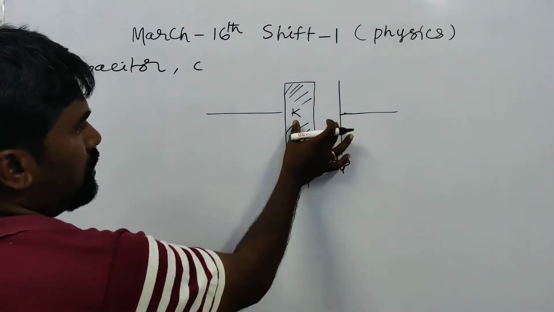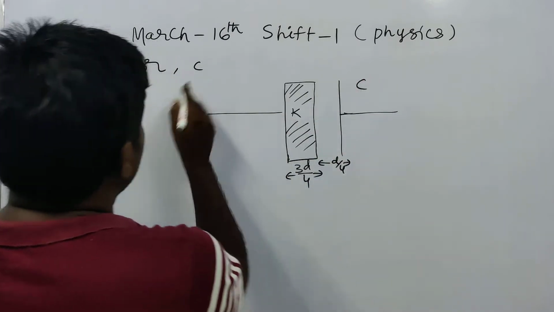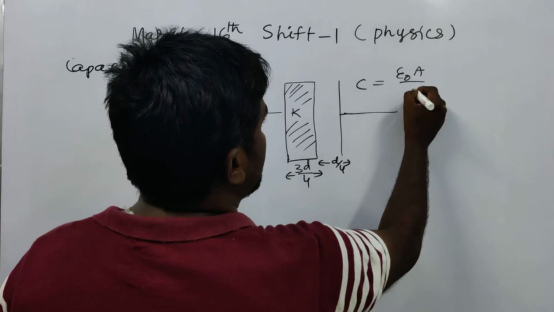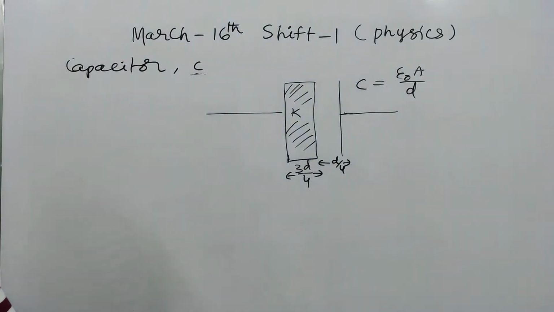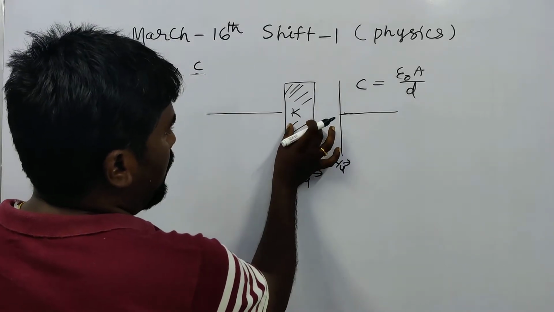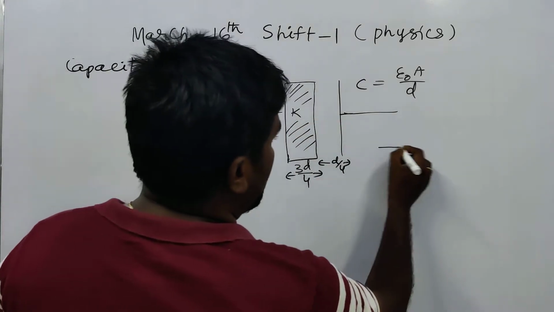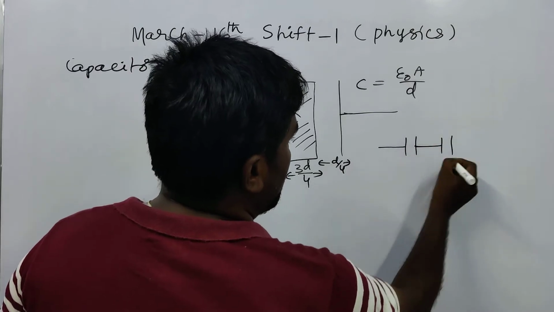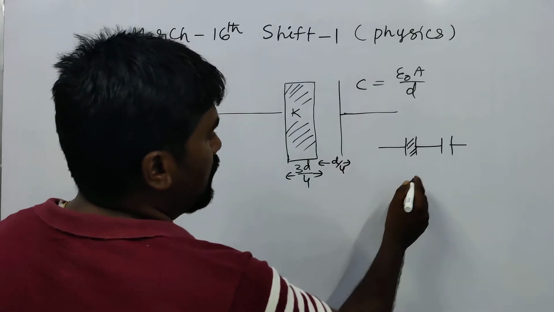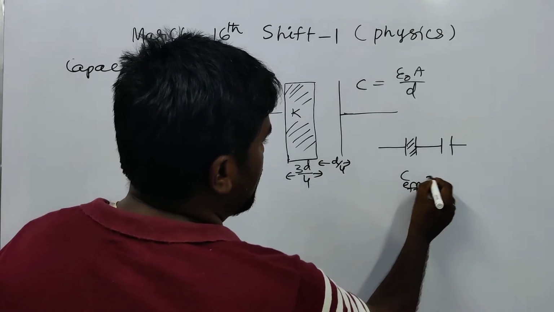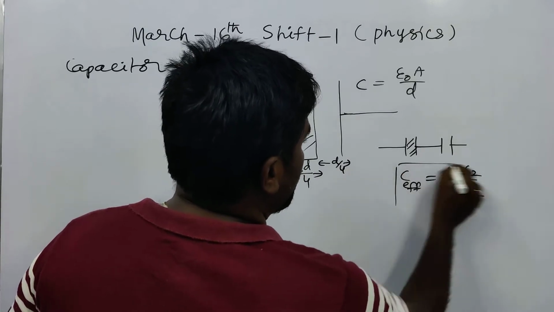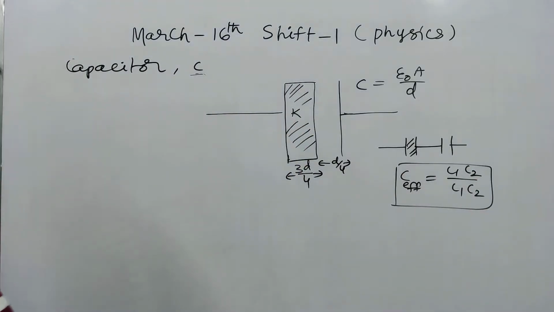Now the capacitance C is nothing but epsilon naught A by D, which you already know is the capacitance of a parallel plate capacitor. Let us find here: this is one capacitor and this is the other capacitor. This is a series combination of capacitors, so the effective capacitance is C1 C2 by C1 plus C2. Using this formula we can find the effective capacitance.